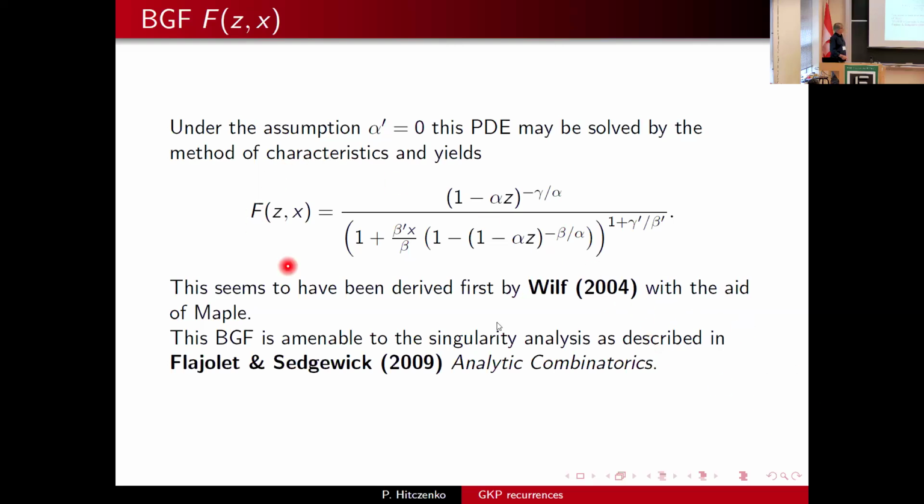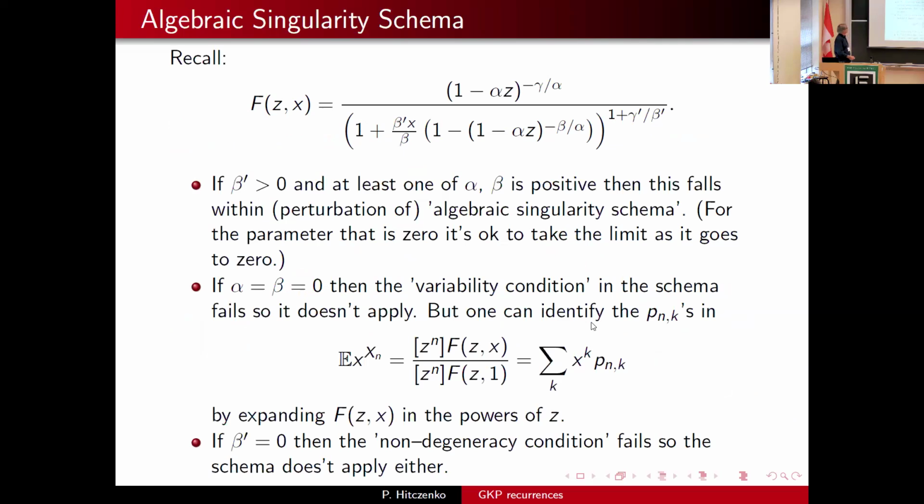And then at that point you have an explicit form of the bivariate generating function, and then you can use tools from analytic combinatorics. So that's what I did. Once again, this is your bivariate generating function, and then you open Flajolet-Sedgewick, and sooner or later you will find a theorem that applies.